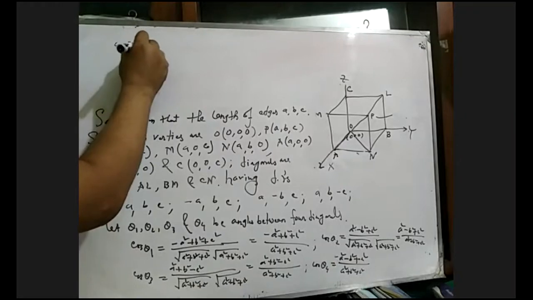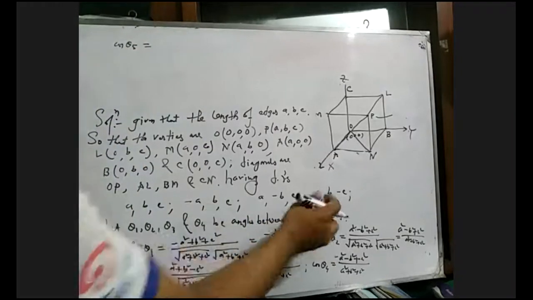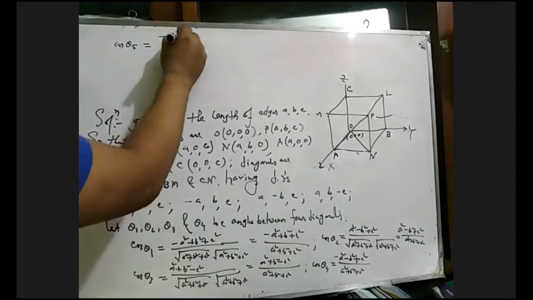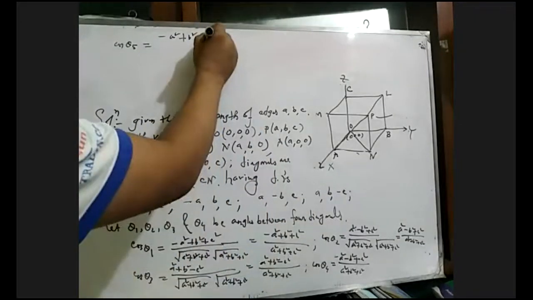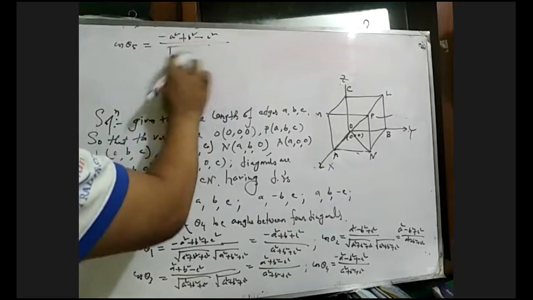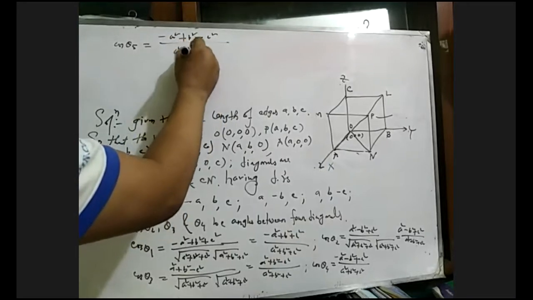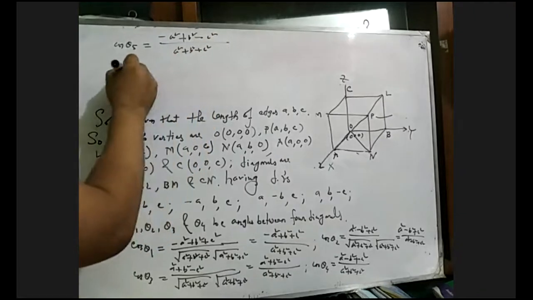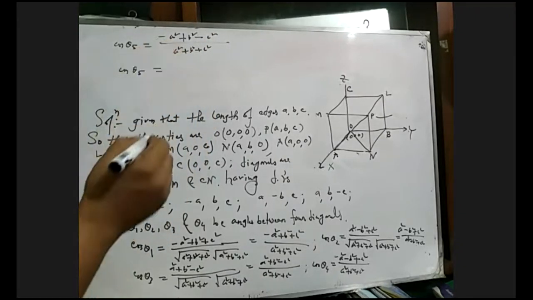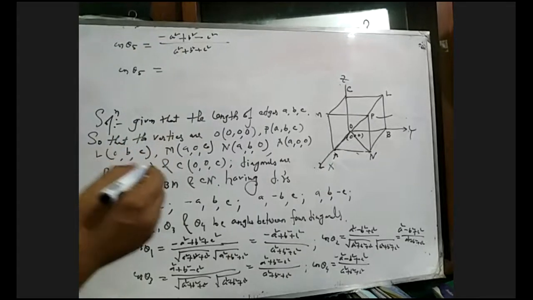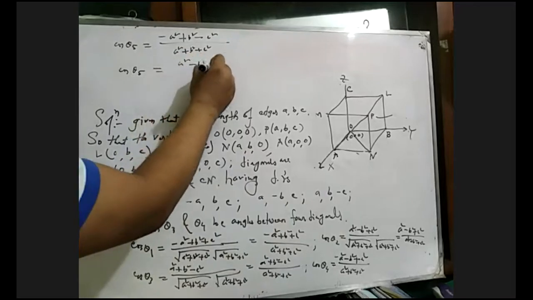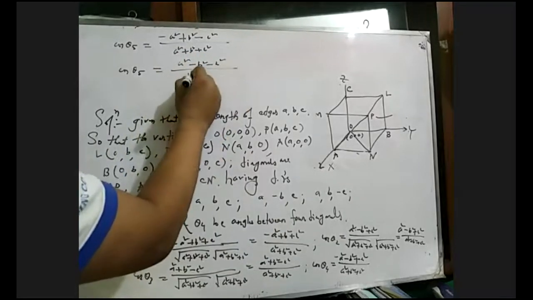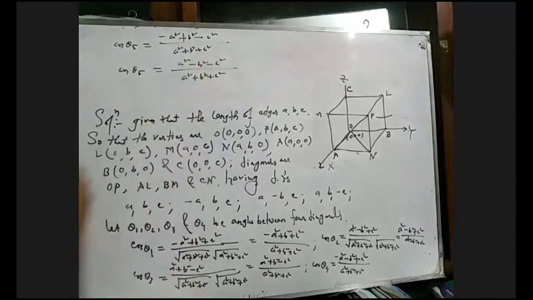Fifth angle, what will be? That means this and this: minus a square, b into b plus b square, minus c into minus c, minus c square, divided by root, sorry, all multiplied with b square plus c square. And cos theta 5, what will be? This and this and this and this. So this and this will be a square minus b square minus c square divided by a square plus b square plus c square.